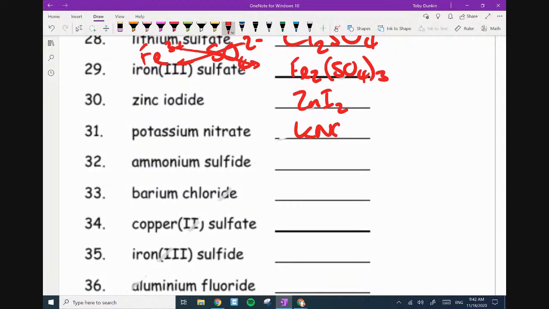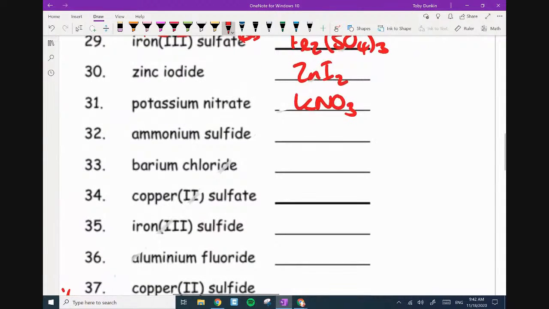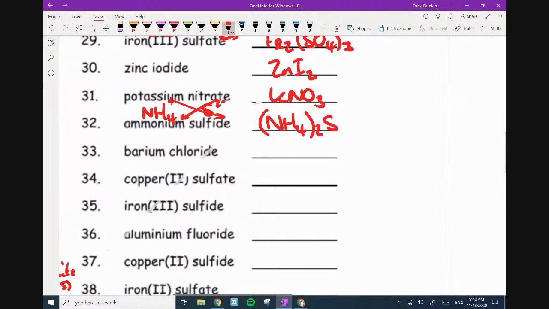And then zinc iodide, zinc is always +2, so iodide's a 1-, group 7. Potassium nitrate, KNO3, always nice, needed for making gunpowder. Ammonium sulfide, that's going to be a tricky one. Just to show you how I've done that. We know ammonium is a +1 ion. S, of course, is 2-. We're going to need to do the crossing down trick. It's interesting because the positive ion always goes first. So the ammonium goes first in that case.